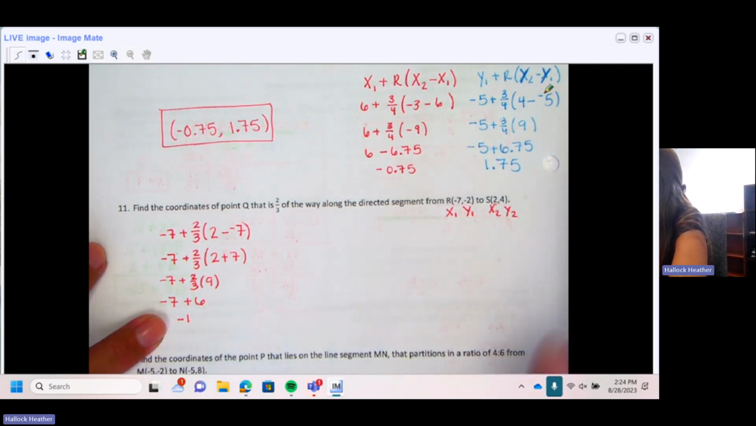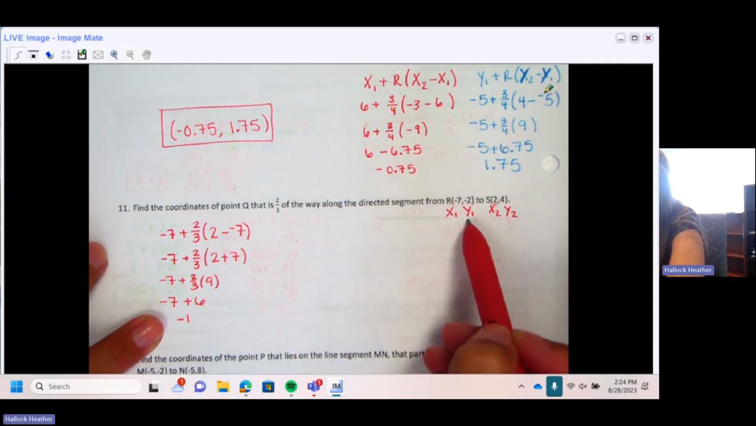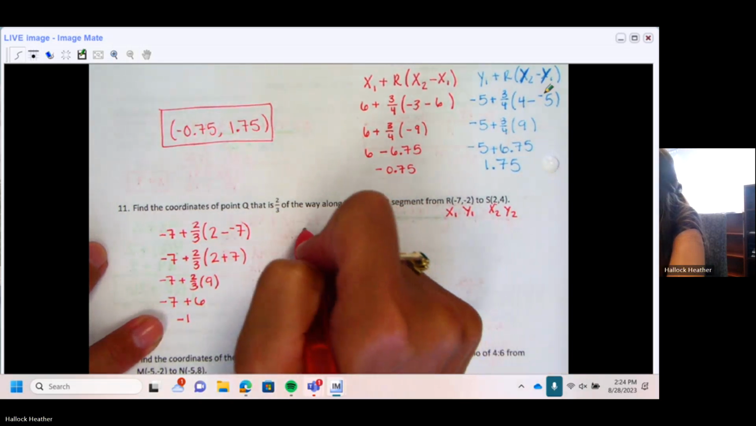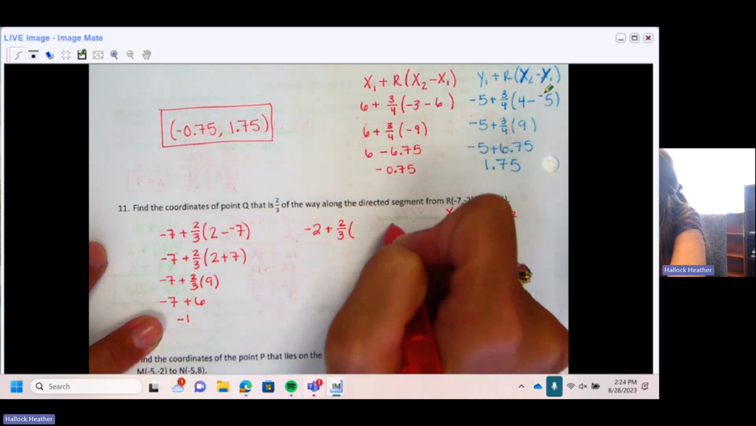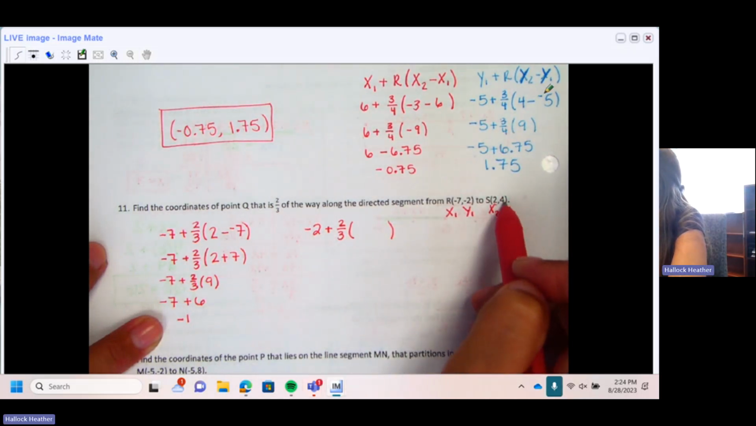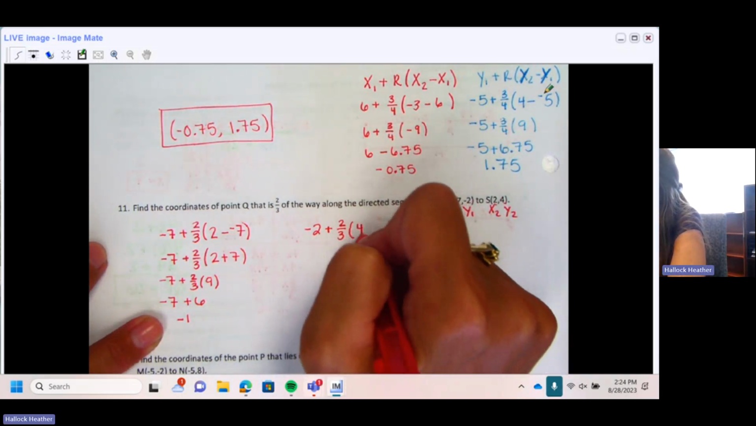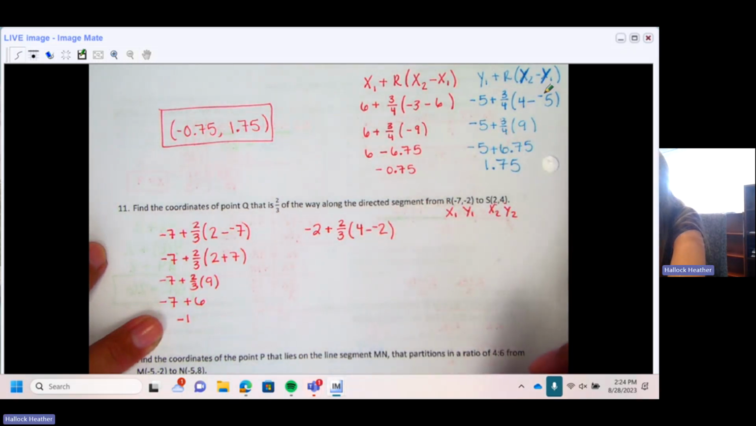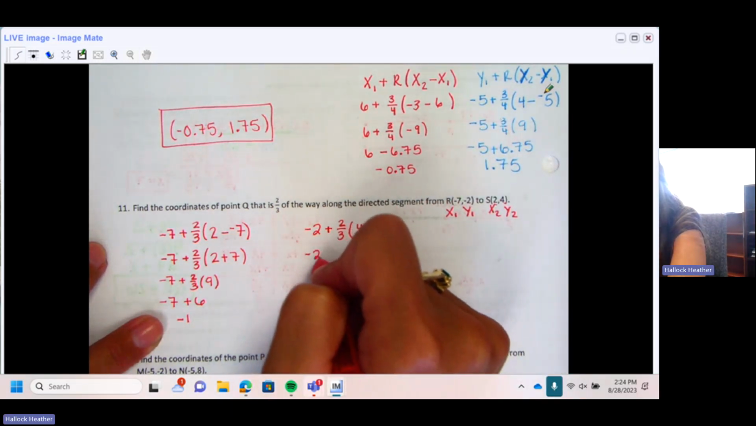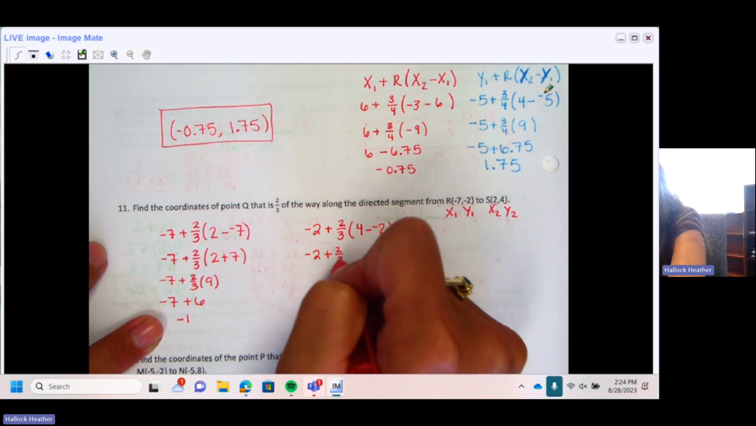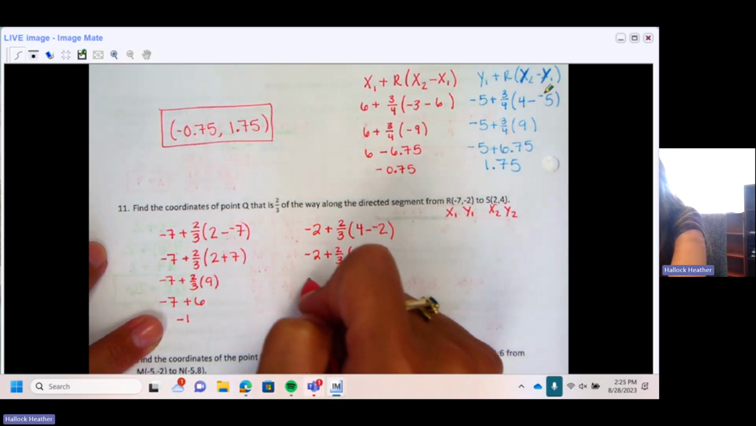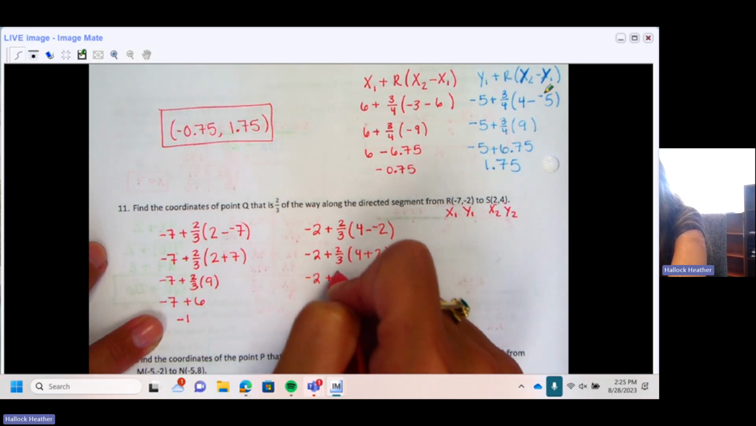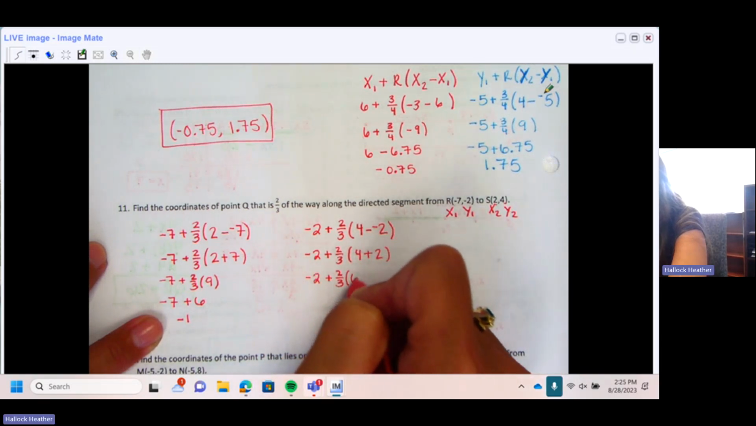We're going to do the same thing for y. So I'm going to take my y value, -2. I'm adding 2/3 of the entire length, 4 minus -2. I'm subtracting a negative, so I'm really adding them. So -2 plus 2/3, 4 plus 2. 4 plus 2 is 6. So -2 plus 2/3 times 6.